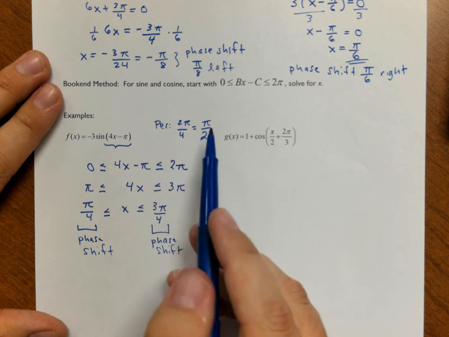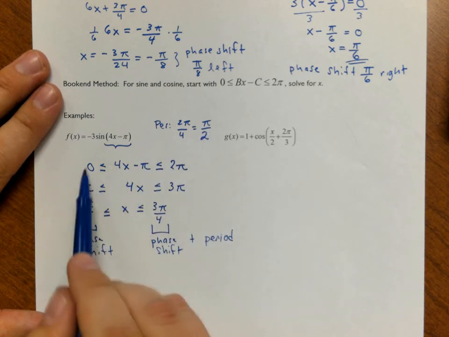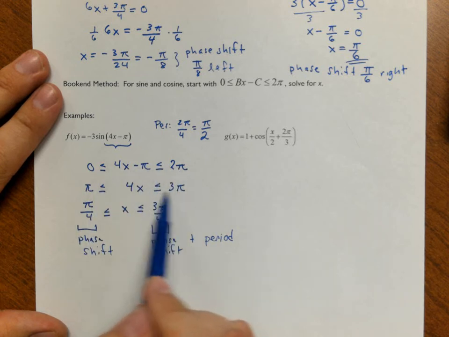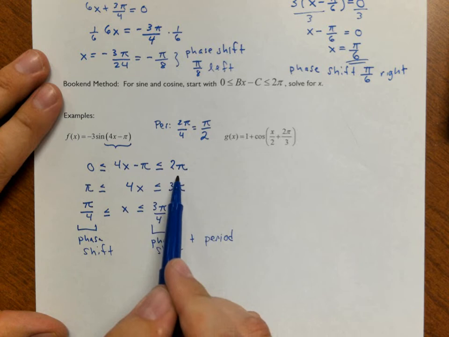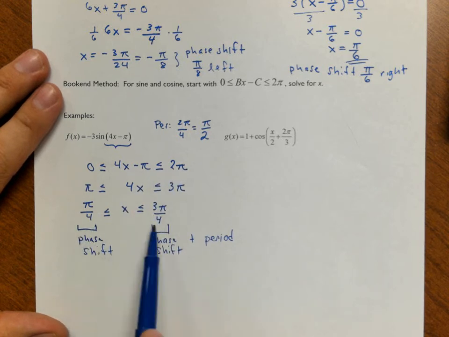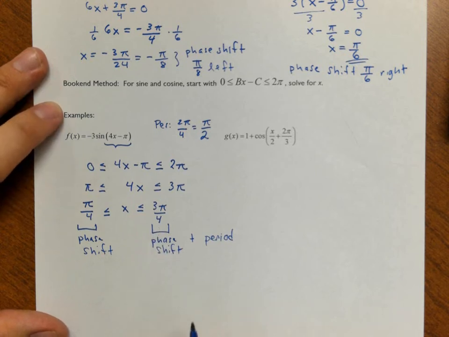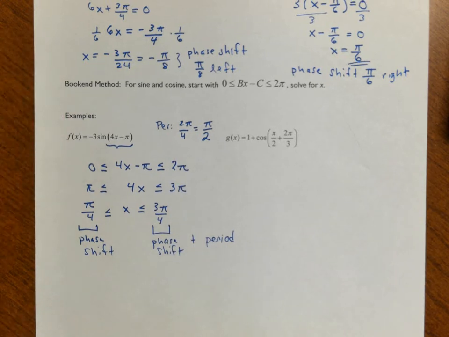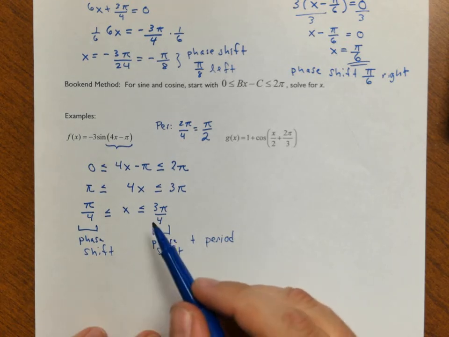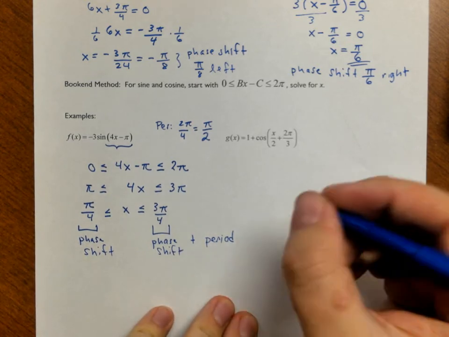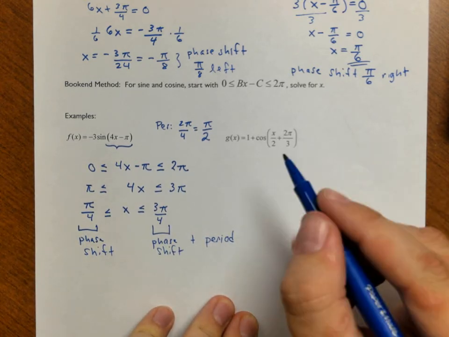So when I set this up, over here I'm solving when does 4x minus pi equal 0. Over here I'm solving when does 4x minus pi equal 2 pi. And in the process of doing this, I figure out my phase shift. I find another number that is my phase shift plus my period. So if I subtract the two of them, again, I can confirm that my period is 2 pi over 4, or pi over 2. So then, I have useful information when I go to graph this. And again, look for my next video when we do graph one of these.